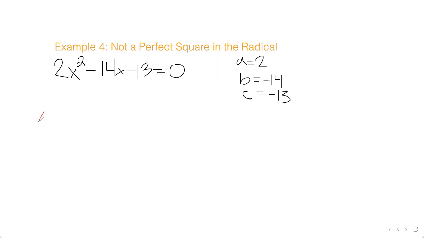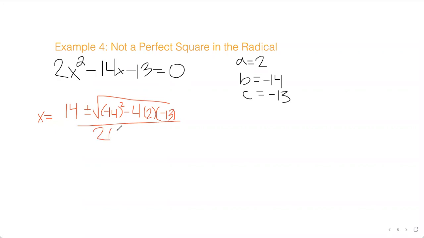We have x equals negative b. So b is already negative, so that means it's going to turn to a positive 14 plus or minus the square root of b squared. So negative 14 squared. Make sure you put it in parentheses when you square it. Minus 4 times a, which is 2, times c, which is negative 13. All over 2 times a, which is 2.